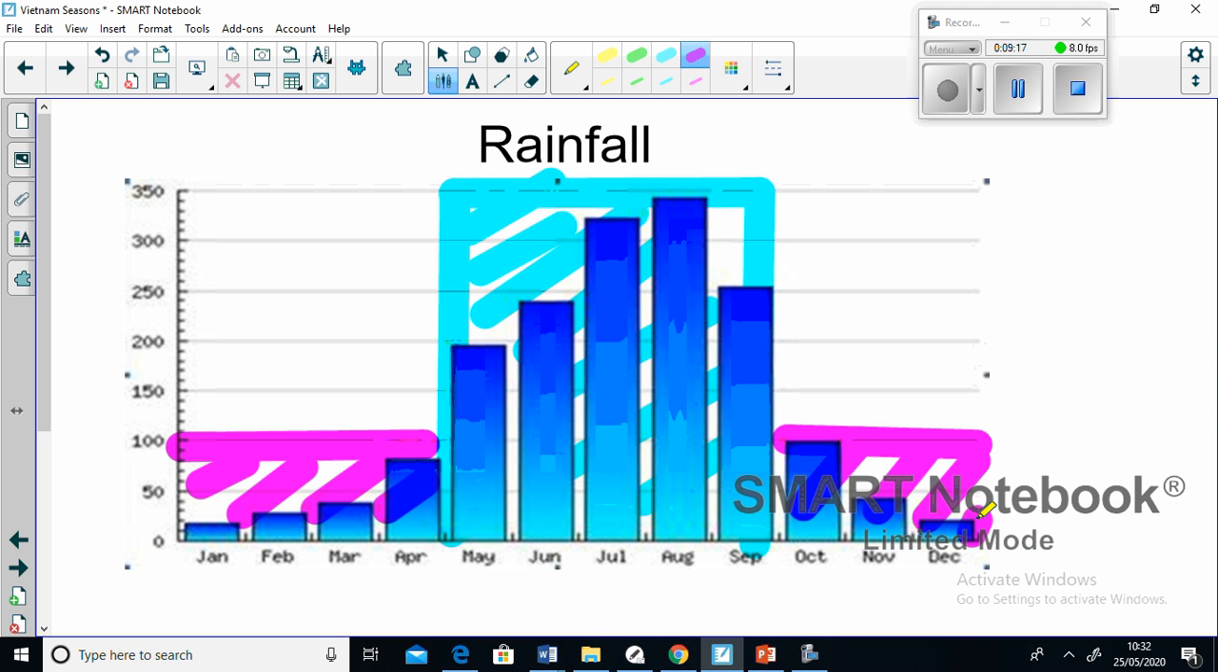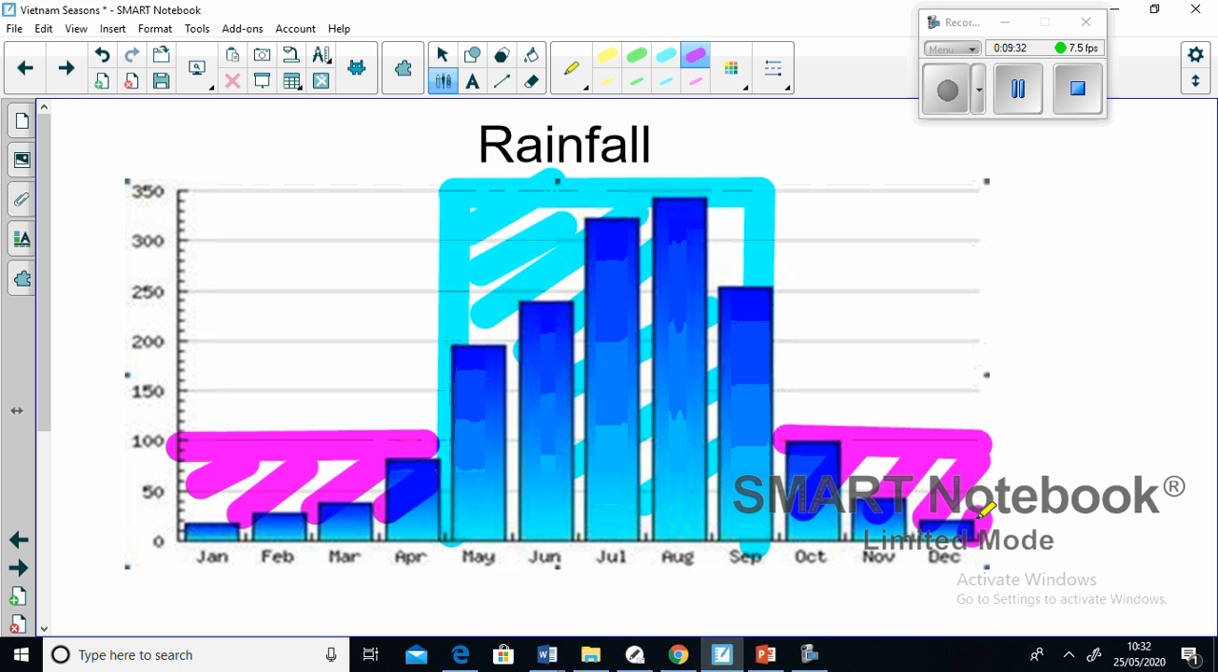And each season has quite distinct weather. It's the weather that changes, that determines when the seasons change. Okay? In Vietnam, they wouldn't consider themselves to have 4 seasons. They consider themselves to have 2 main seasons.